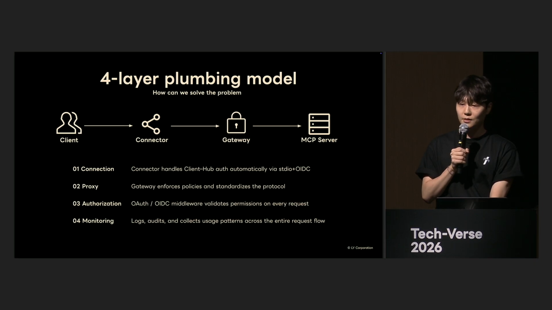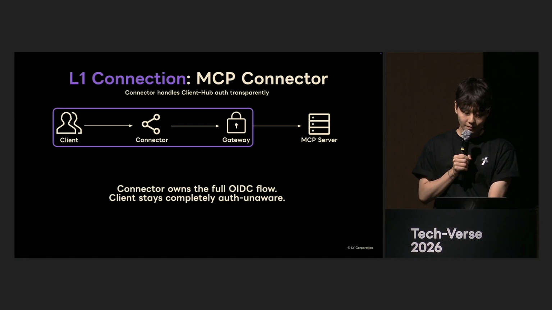From the first floor connection, second floor proxy, third floor authorization to the fourth floor monitoring. Then, let's go up from the first floor in order. It is the first floor connection, where users first arrive. From the client's perspective, it's simply a matter of connecting using standard I/O. The connection is completed in a single line.